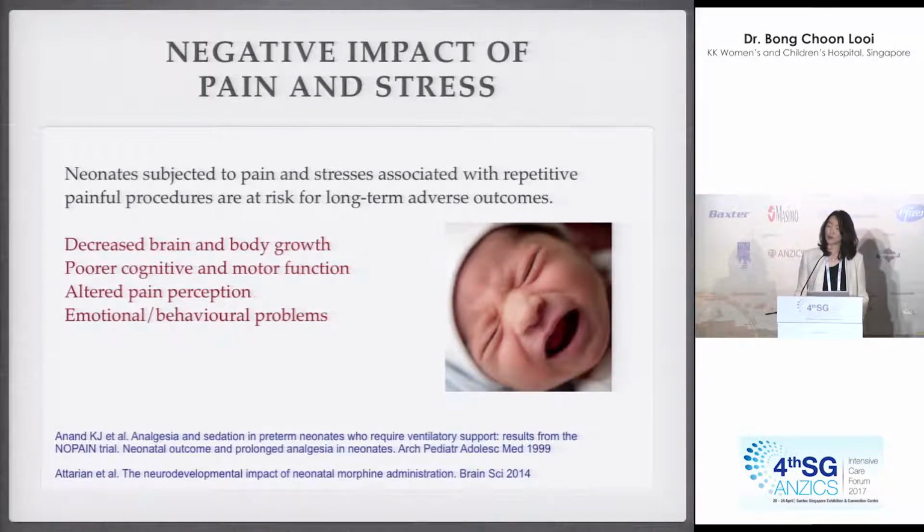Now, one of the reasons why we use sedatives and analgesics in the ICU is that we know that pain and stress is associated with negative consequences. We know that neonates who are subjected to pain and stress have higher risk of long-term adverse outcomes. For example, they have decreased brain and body growth, poorer cognitive and motor function later in life. They can have altered pain perception, as well as emotional and behavioral problems. So we know pain and distress is bad.